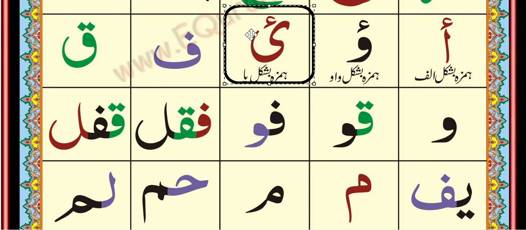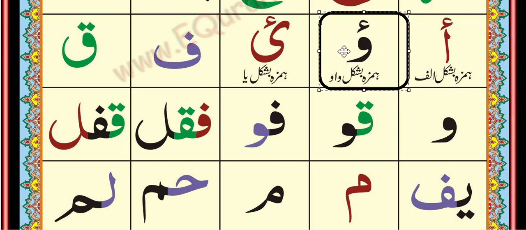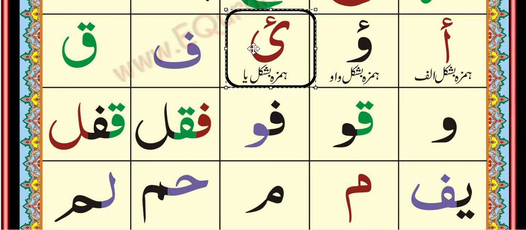Okay, the next is Hamza Ya. This is Hamza in the shape of Ya. Hamza in the shape of Alif, Hamza in the shape of Wow, and Hamza in the shape of Ya. Okay, I hope you understand.